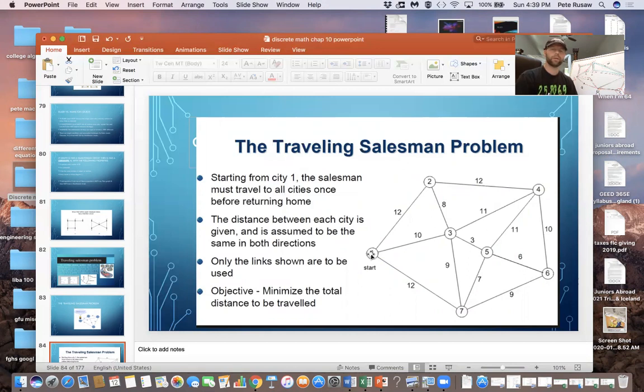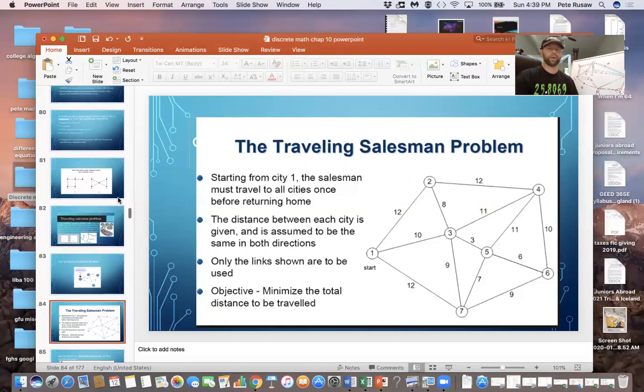So you can pause the video and try to get from one all the way back to one, covering all the vertices and adding up edges along the way in the best way possible. That's the traveling salesperson problem. It's a Hamiltonian circuit problem on a weighted graph.